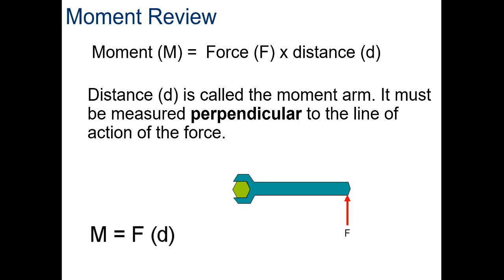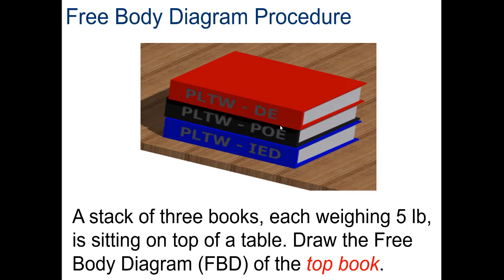Moment equals force times perpendicular distance. So we have a force, we have a distance, and that would be our moment. And we can either have a clockwise or counterclockwise moment, and we will come back to what that means, whether that's a positive or a negative amount. We'll come to that later. Okay, so a free body diagram.